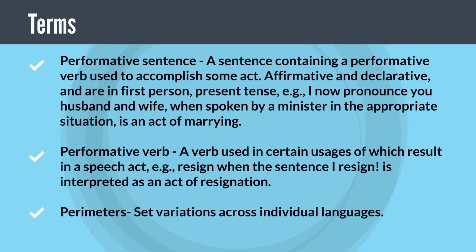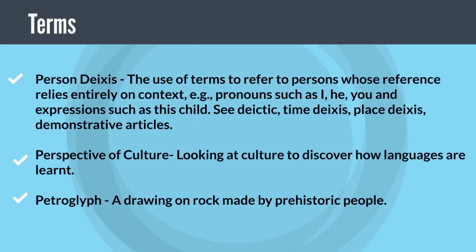Performative verb: a verb used in certain usages of which result in a speech act. Example: resign, when the sentence I resign is interpreted as an act of resignation. Parameters: set variations across individual languages. Person deixis: the use of terms to refer to persons whose reference relies entirely on context. Example: pronouns such as I, he, you, and expressions such as this child. See deictic, time deixis, place deixis, demonstrative articles.